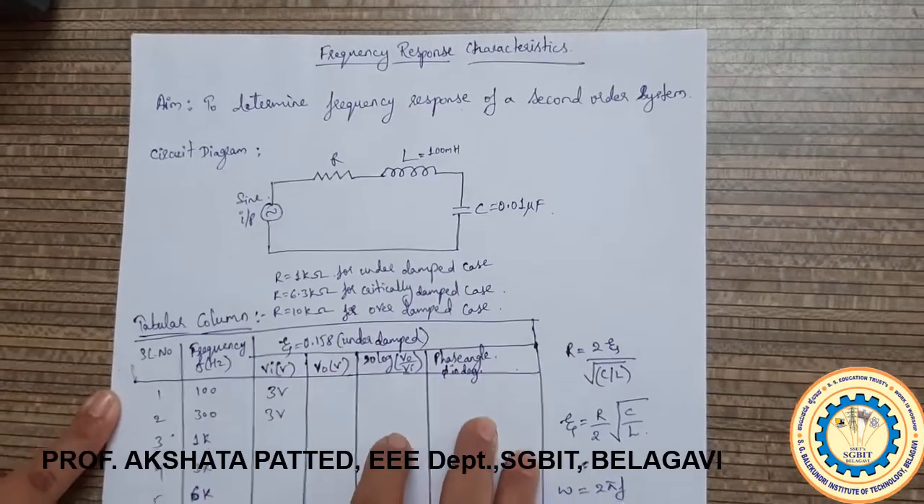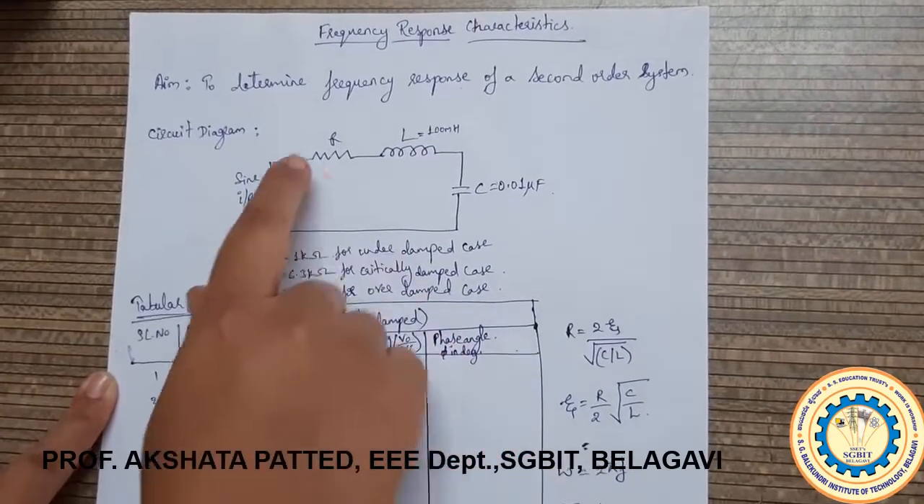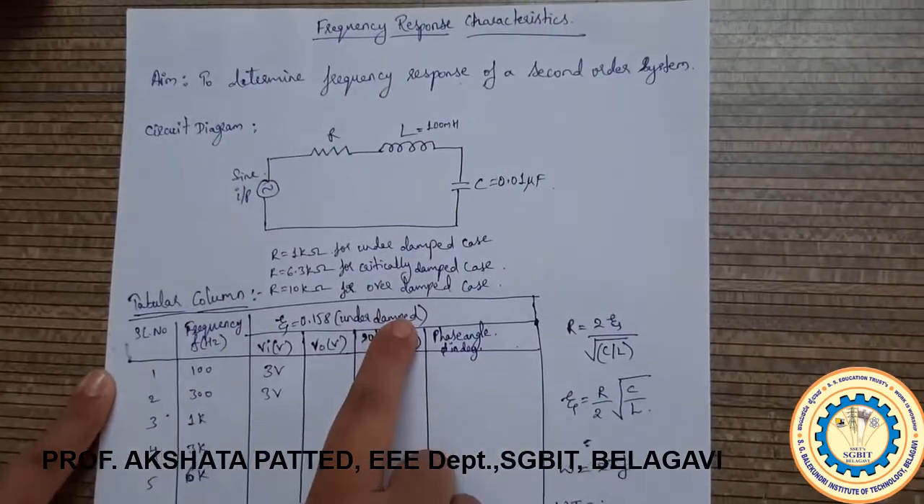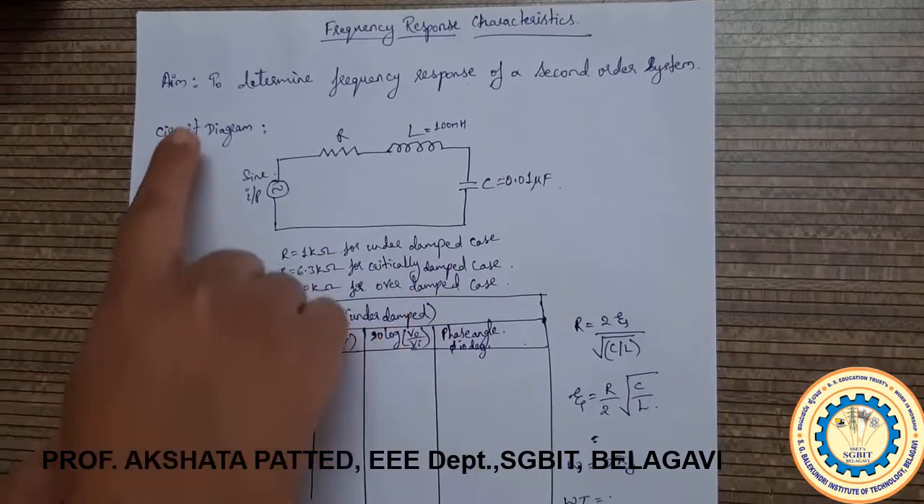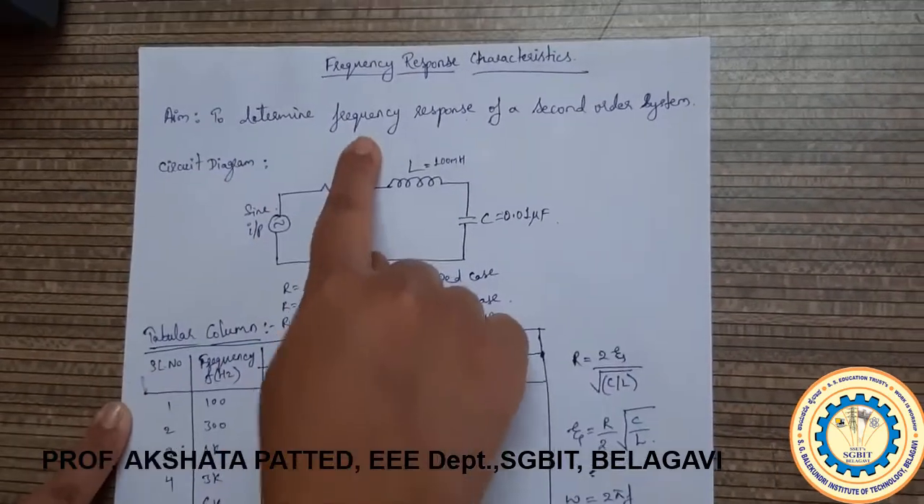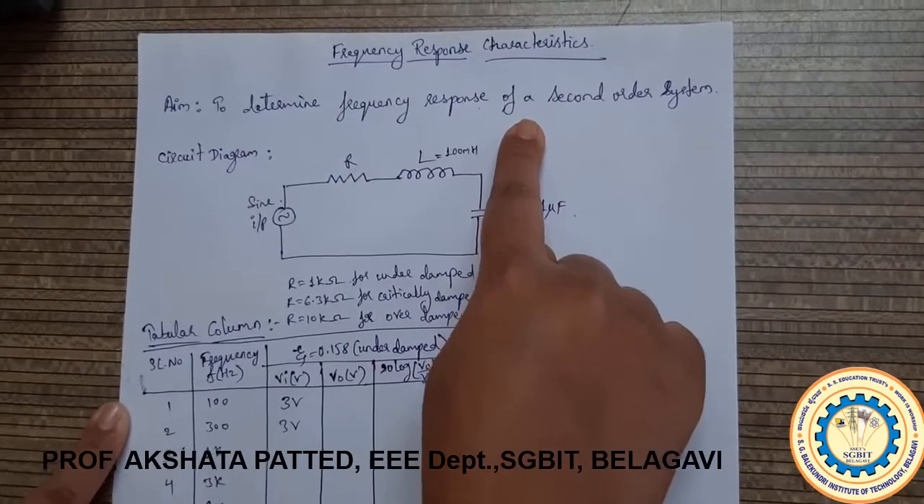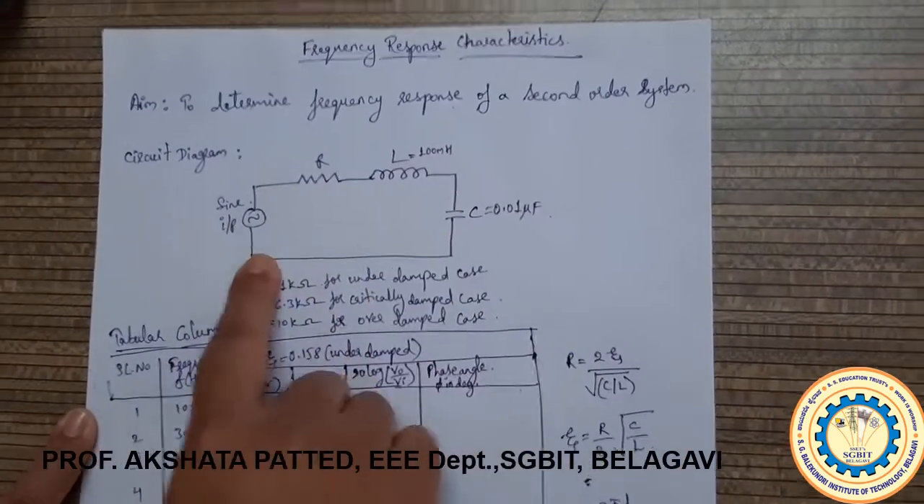Good morning. Today we are going to conduct an experiment for frequency response characteristics. The aim of the experiment is to determine the frequency response of a second order system. This is the circuit diagram here.